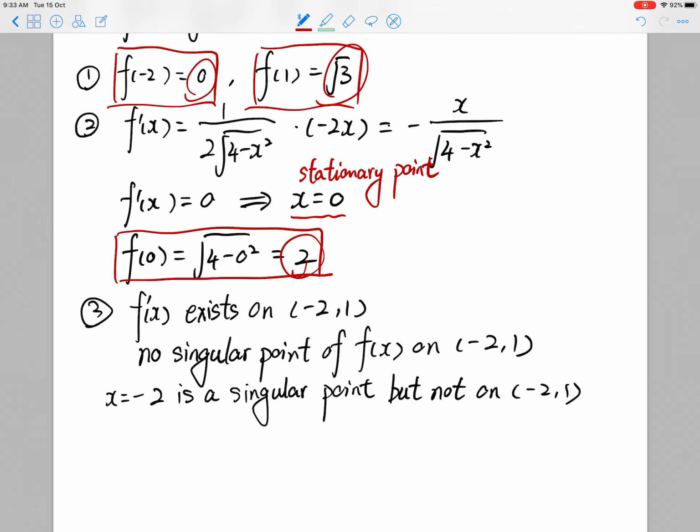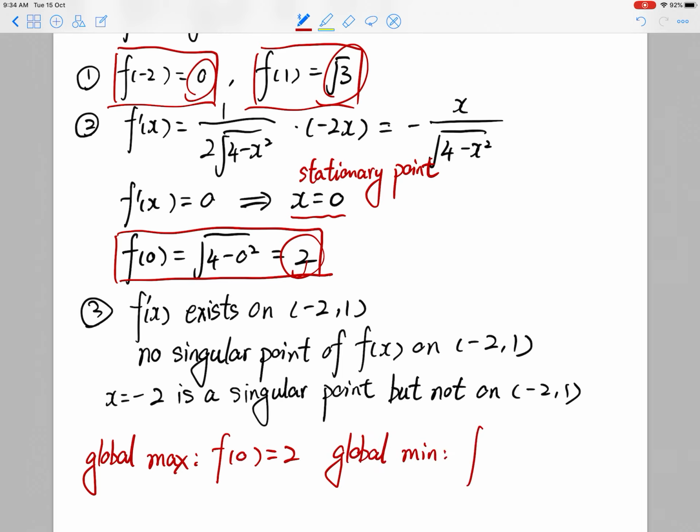So this one is largest, which means the global maximum is f(0) equals 2. The global minimum is, so which one is smallest? This one, right? f(-2) equals 0.